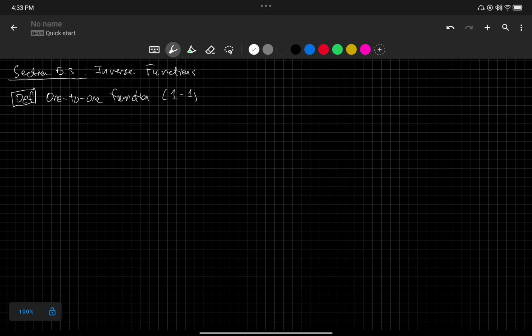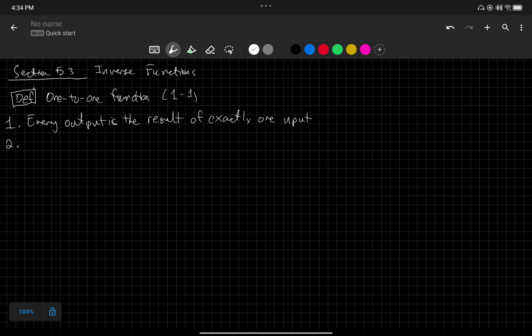So the first way of saying it or thinking about it is that every output is the result of exactly one input. Every output is a result of exactly one input. And we're gonna have a little picture to make this more clear.